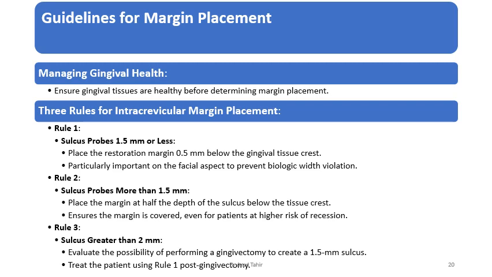Rule 2. Sulcus probes more than 1.5 mm. Place the margin at half the depth of the sulcus below the tissue crest. Ensures the margin is covered even for patients at higher risk of recession. Rule 3. Sulcus greater than 2 mm. Evaluate the possibility of performing a gingivectomy to create a 1.5 mm sulcus. Treat the patient using Rule 1 post-gingivectomy.